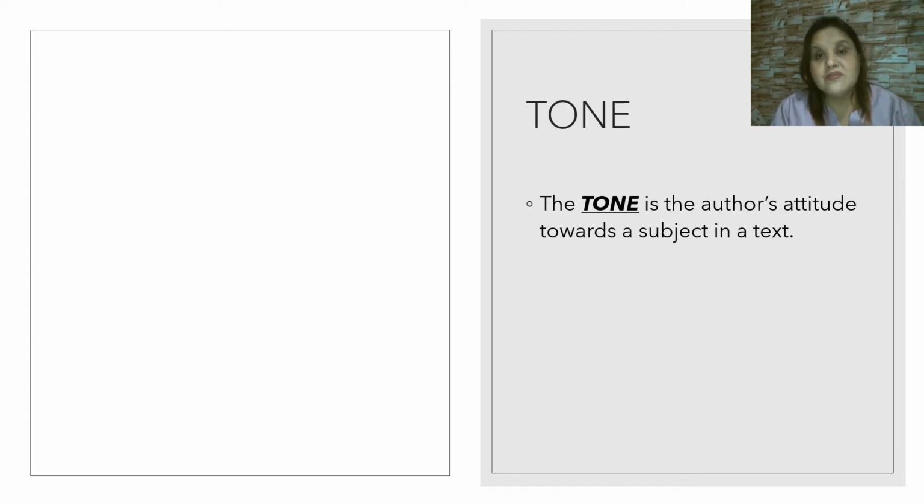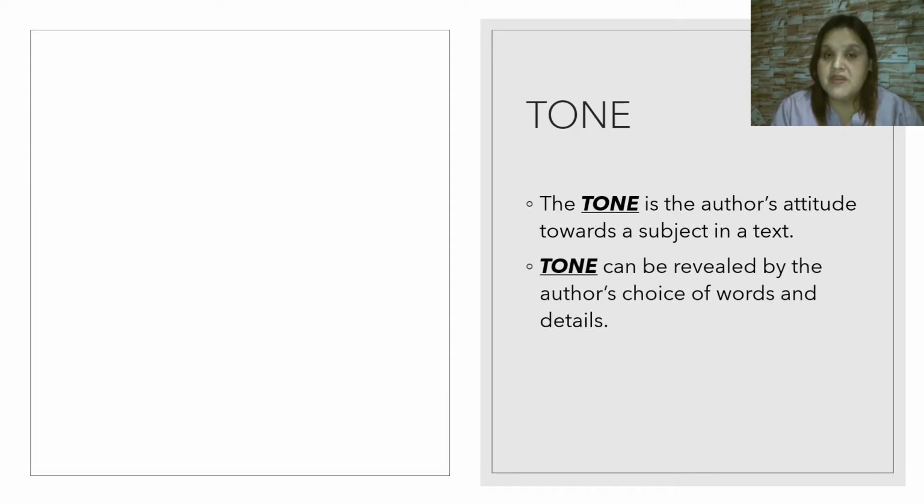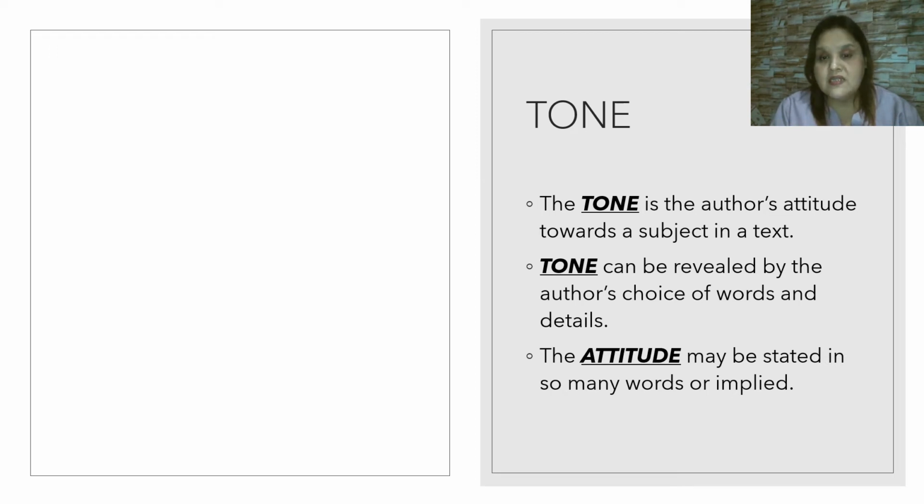So, what is a tone? The tone is the author's attitude towards a subject in a text. Tone can be revealed by the author's choice of words and details. The attitude may be stated in so many words or implied. And diction is the key to tone. To simplify, tone is the feeling or the atmosphere that the author has set in the story, and the tone depends on what the author himself feels towards the setting or the theme of the text.